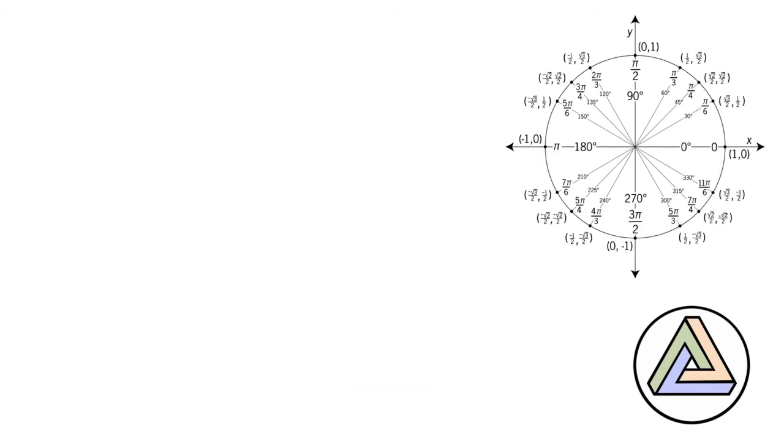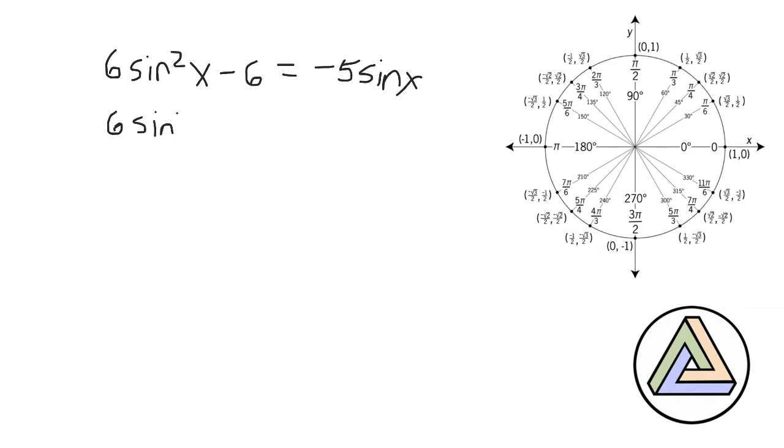Alright, so the next problem says 6 sine squared x minus 6 equals negative 5 sine x, and the directions say give the general solution, use k when writing your general solutions. Well, it's very similar to the last directions, actually. So with this one, I would definitely set up the quadratic. I would get it to look like a quadratic trinomial by adding 5 sine x to both sides. And we end up with this scenario.